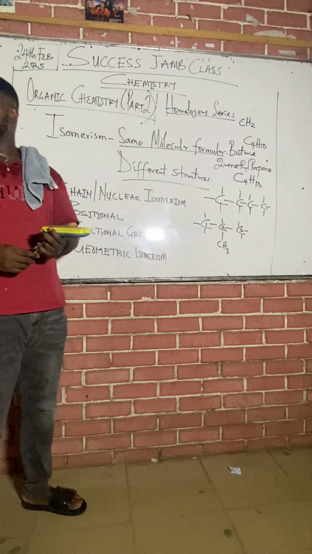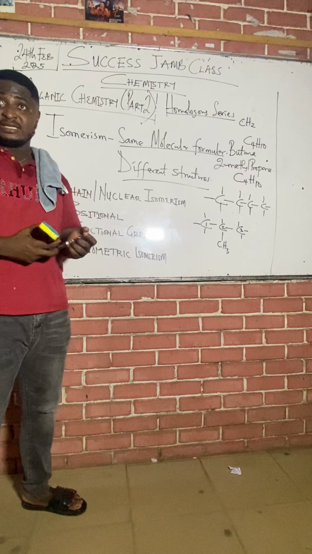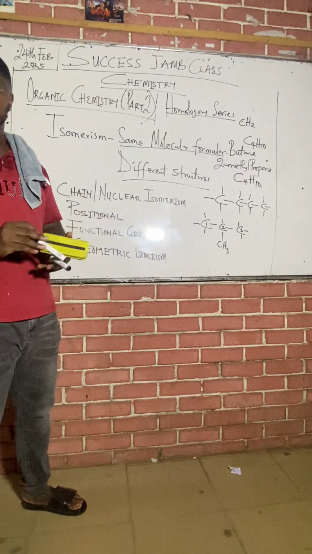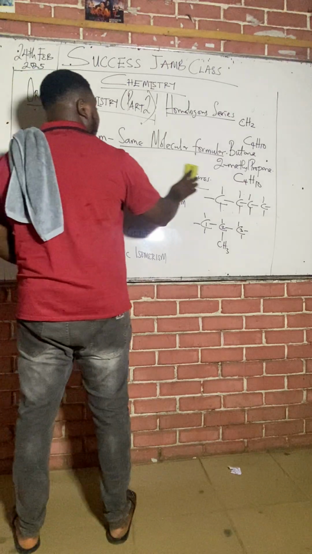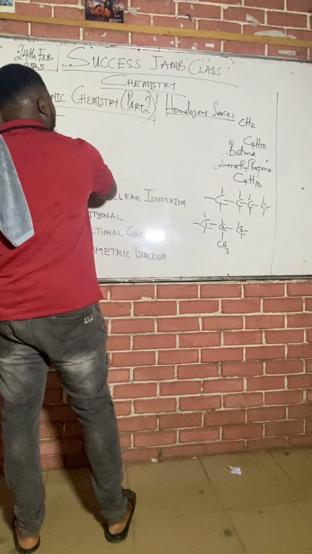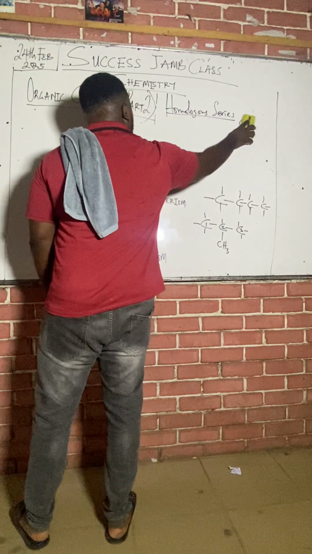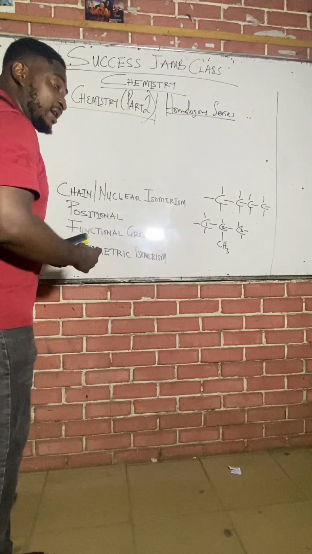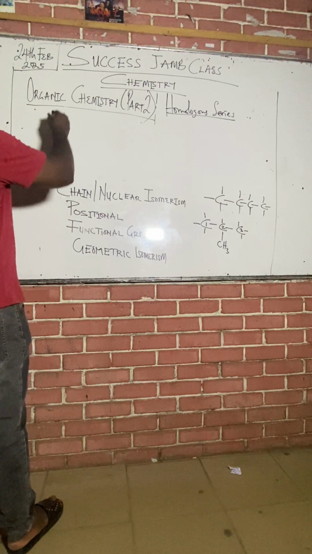Also last week, I gave a formula to determine the number of isomers an alkane can produce: 2 raised to the power n minus 4, plus 1. Isomerism in the alkane family begins from the 4th carbon.